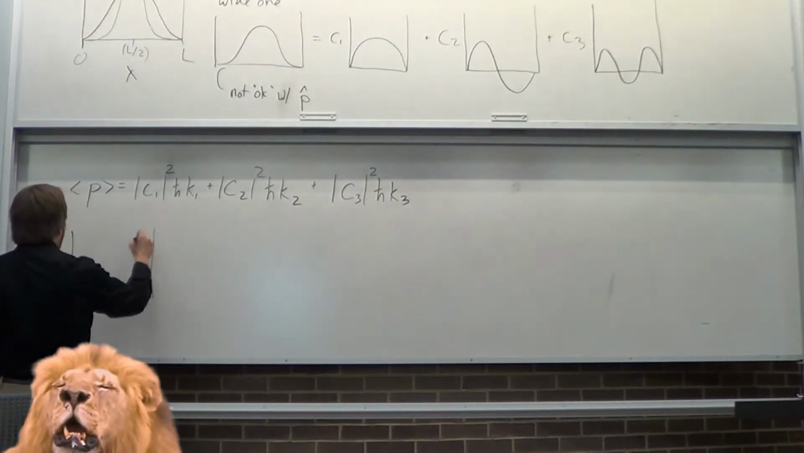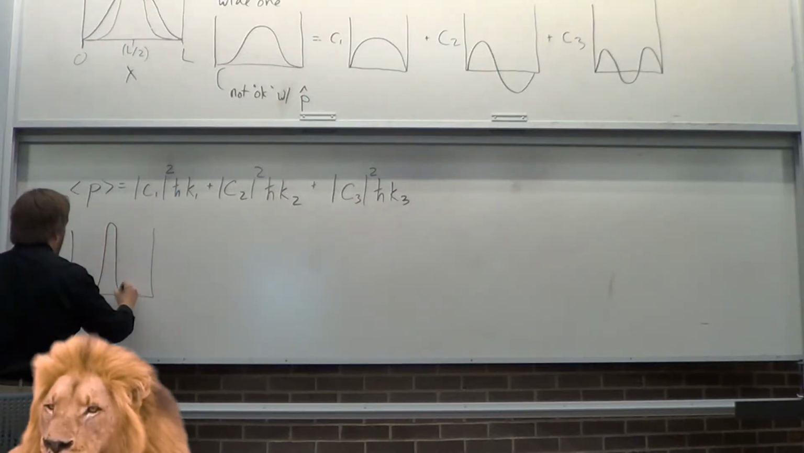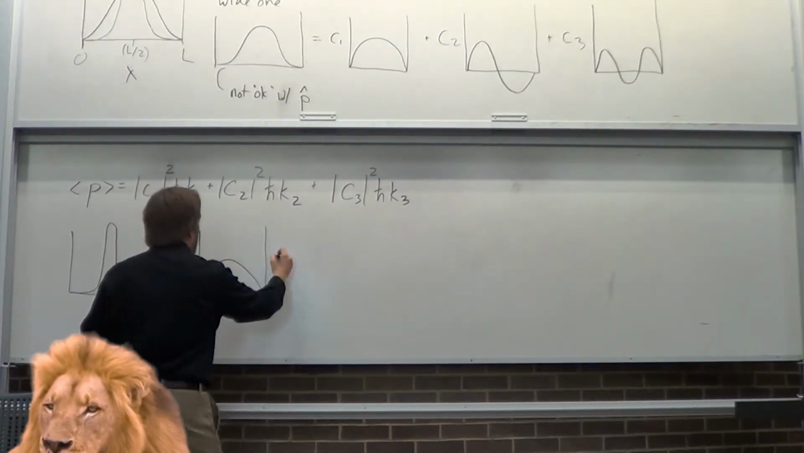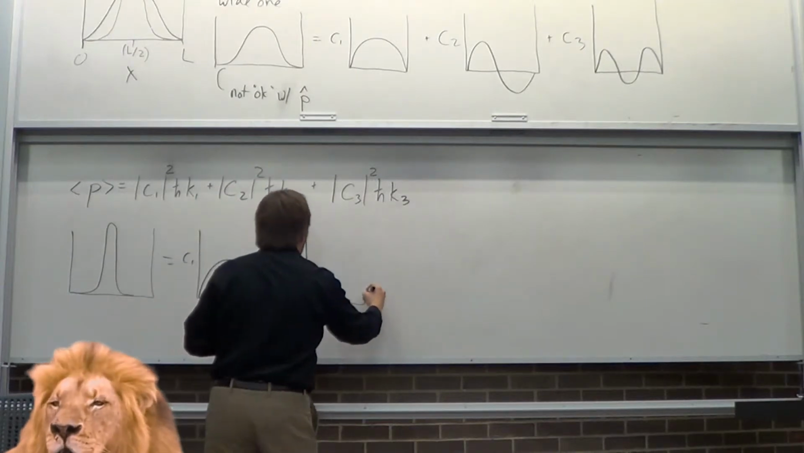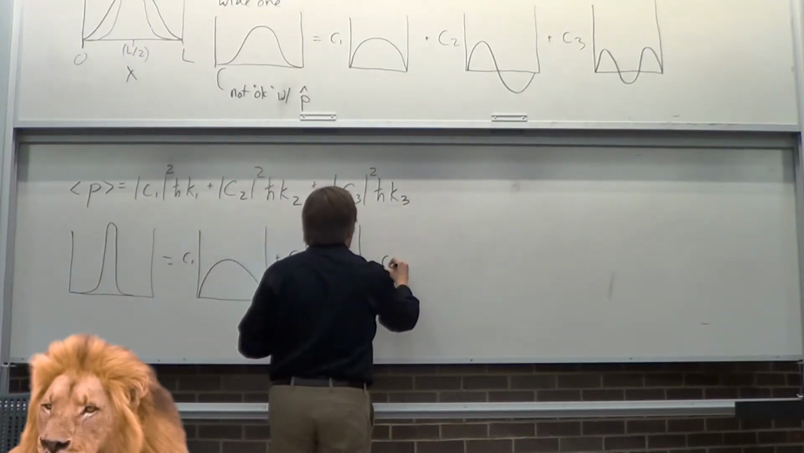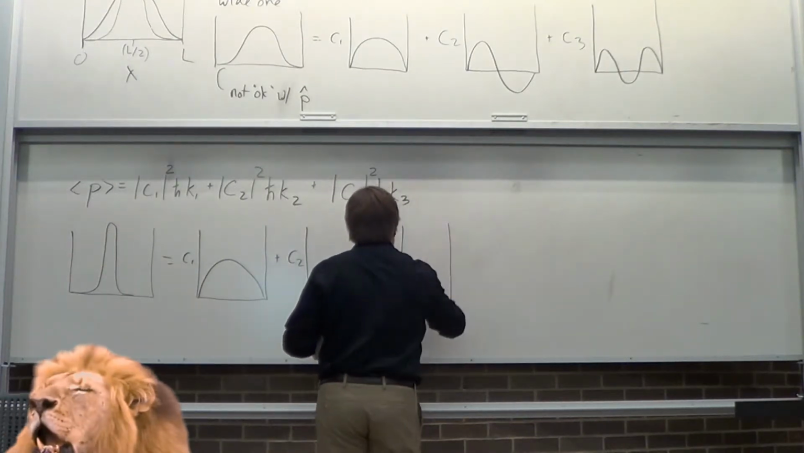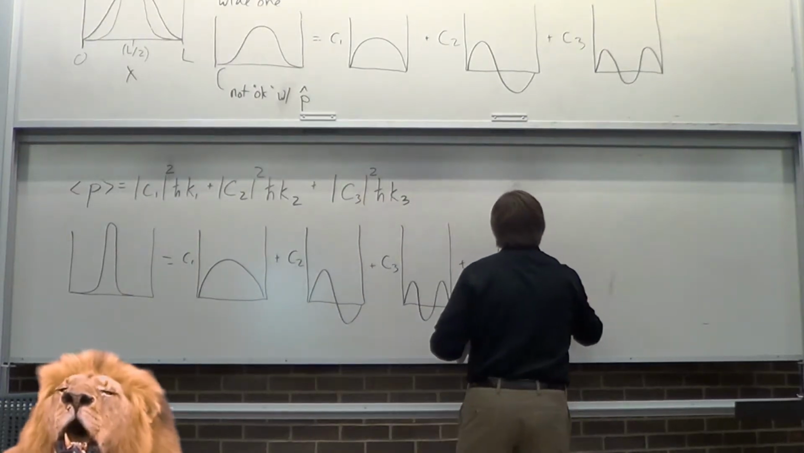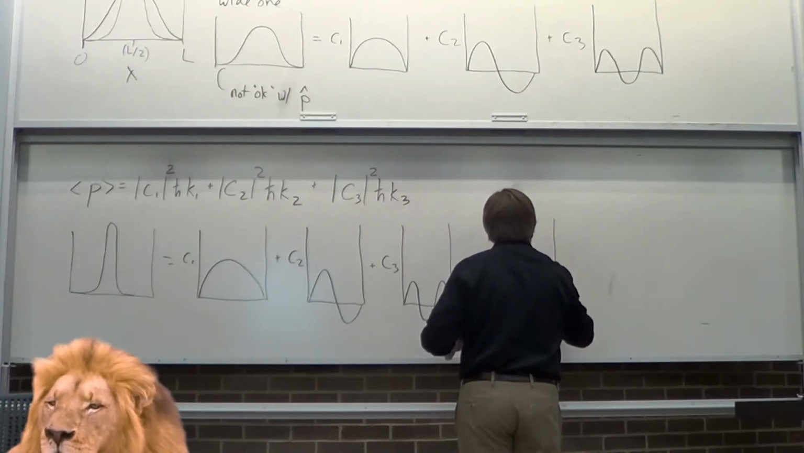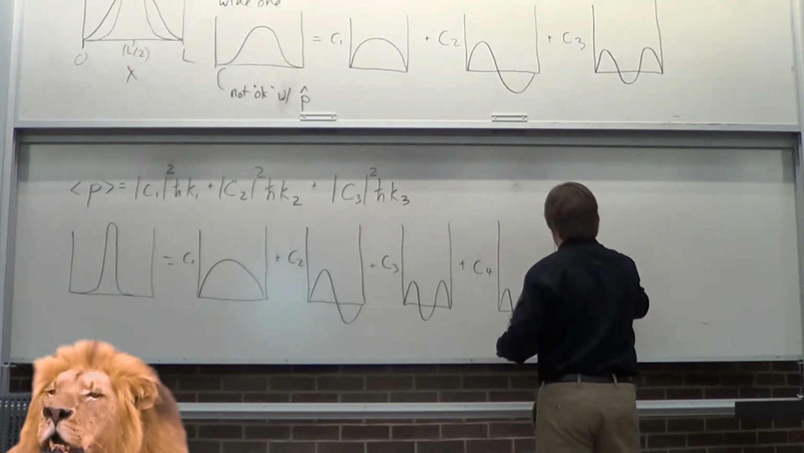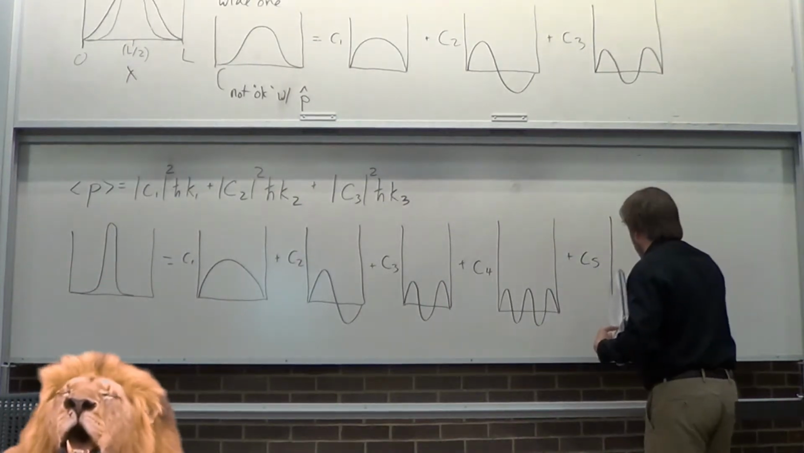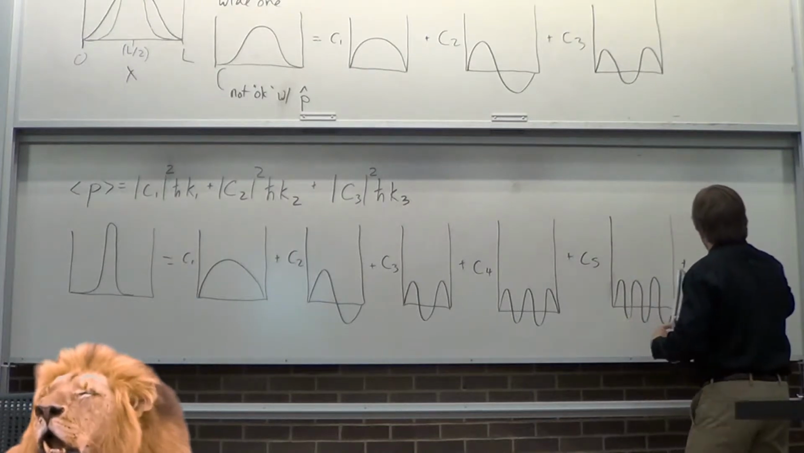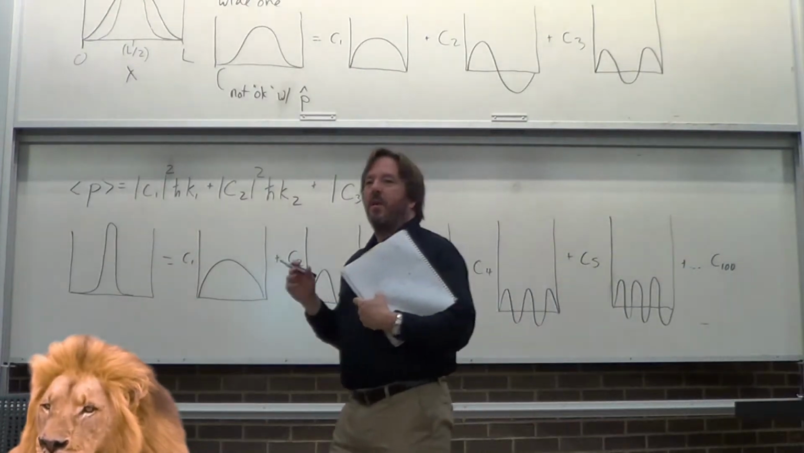Okay, now let's do the narrow one. Guess what? C1. I'm going to draw these a little bit more narrow because I've got a ways to go with this. I don't think I was narrow enough. I have to go to 5. Let's say I have to go to 100. Okay, so here's what happens.